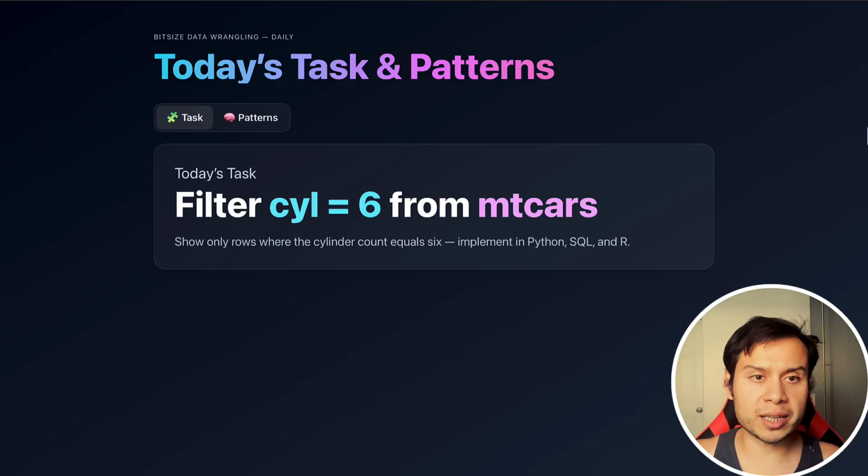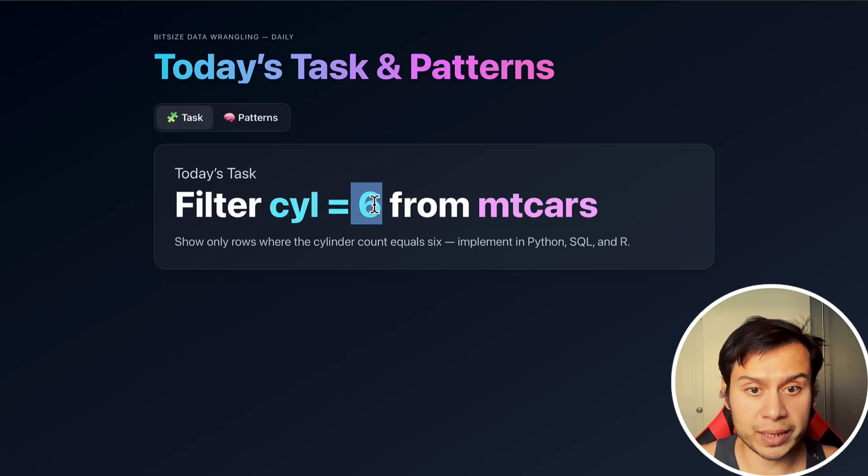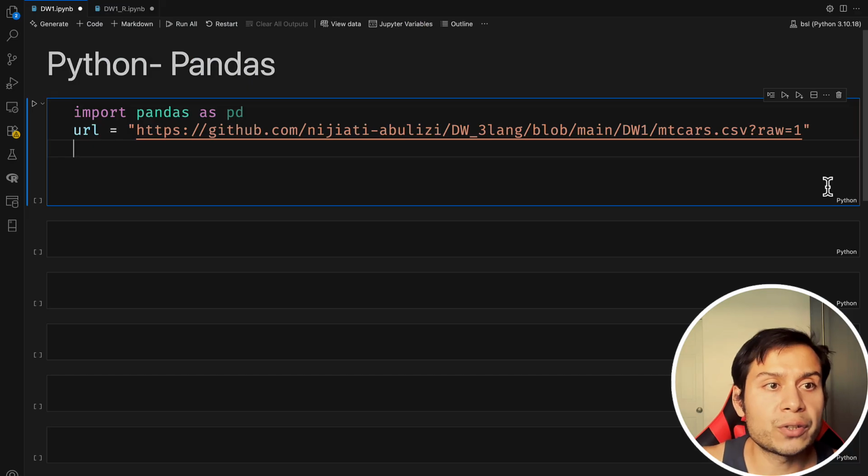In today's BitSize Data Wrangling, we're going to do the following tasks. We're going to filter the mtcars dataset, and from it, we're going to filter where the cylinder value is equal to 6. And we're going to do it in Python, then SQL, then R. So let's go. First of all, let's do it in Python.